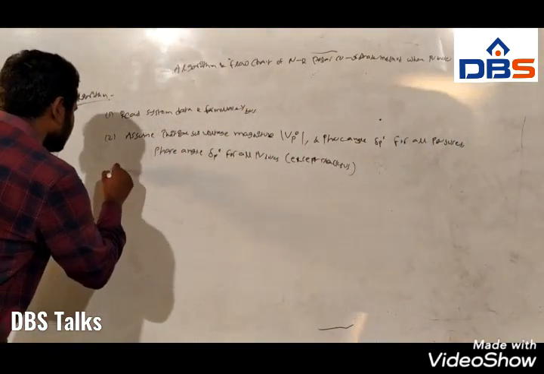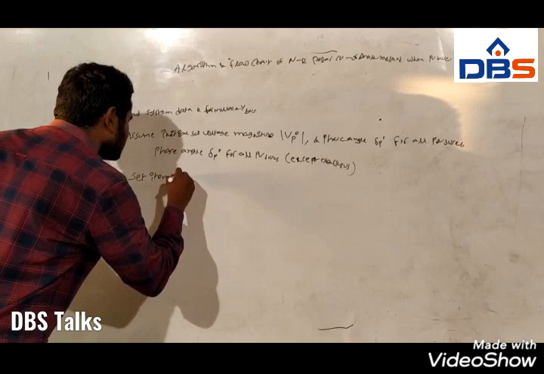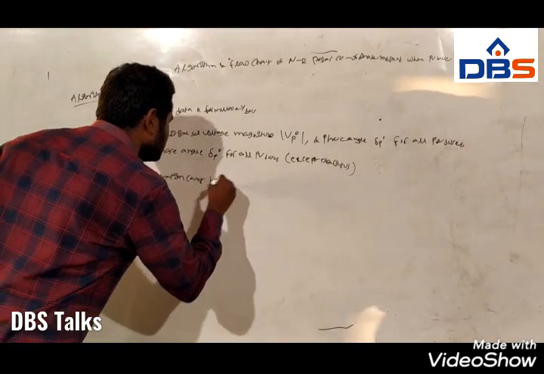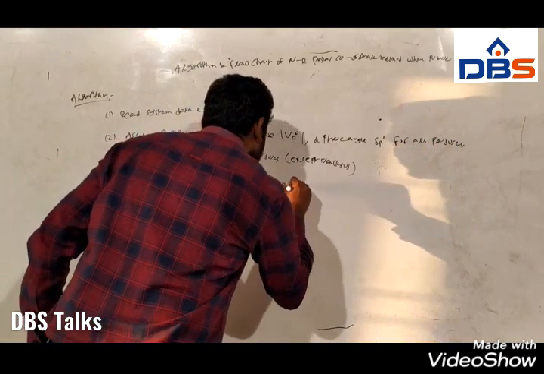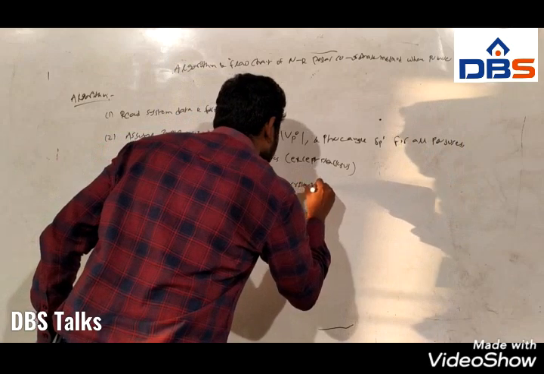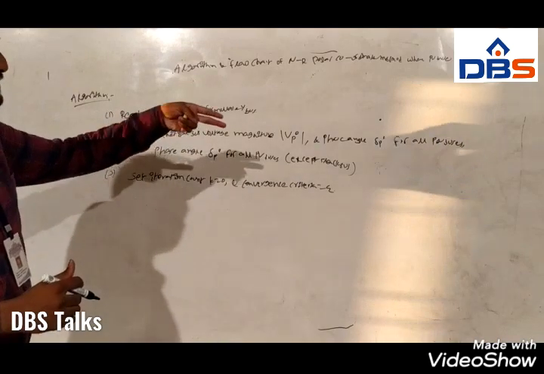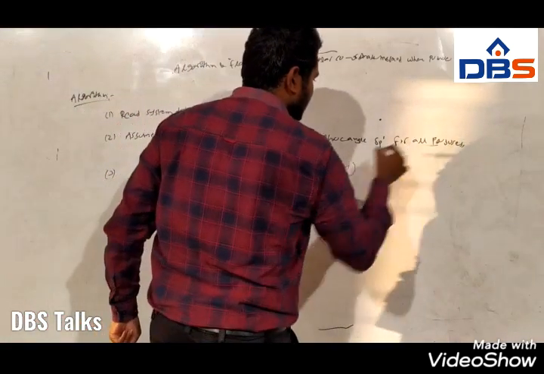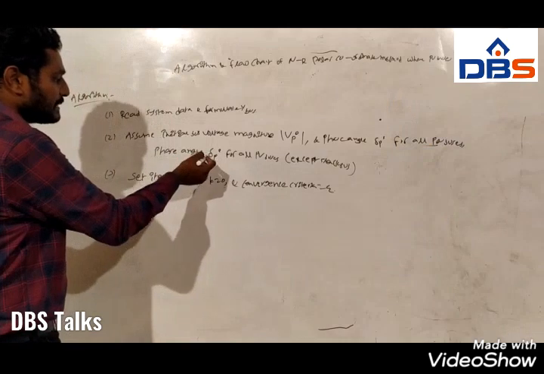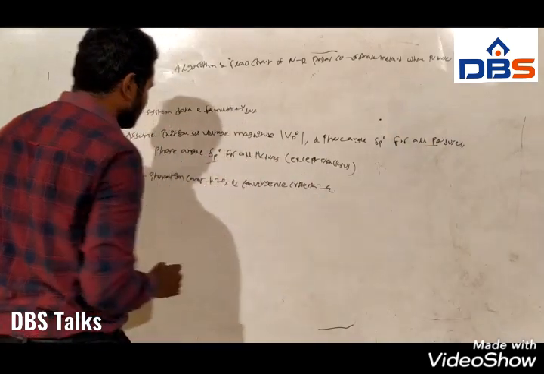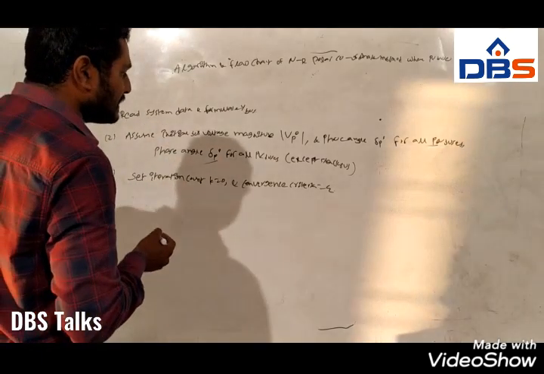Coming to the third step, we first have to set the iteration count, that is k equal to 0, and the convergence criterion equal to epsilon. So the second step is to assume initial bus voltage magnitude and phase angle delta p^0 for all PQ buses, and since we are adding PV buses, we calculate the phase angle delta p^0 for all PV buses except the slack bus. In the third step we set the iteration count k equal to 0 and the convergence criterion equal to epsilon.